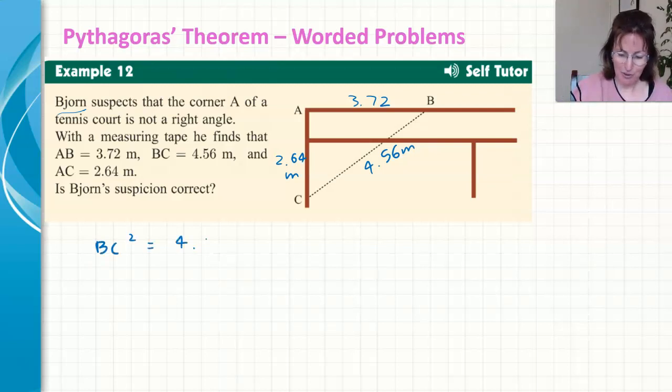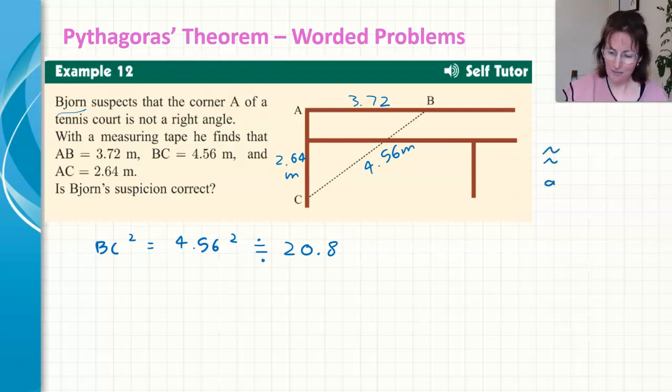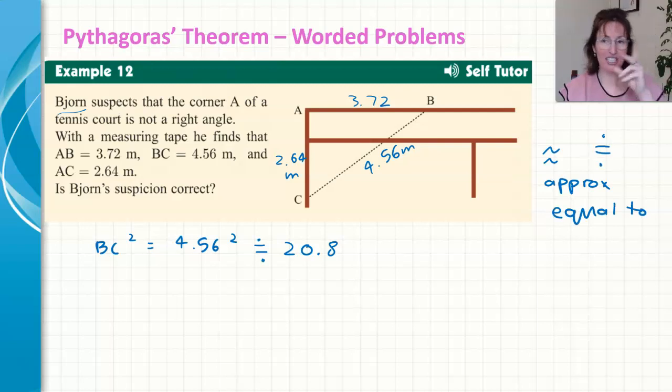Square that number, 4.56 squared, is approximately equal to 20.7936, but let's round that. Let's go 20.8. Now when you do approximately equal to, you can do that as equals with a dot at the top of the bottom, or you can do it wavy, which is, I'll just write that here, approximately equal to. You might prefer one or the other, or you can interchange them. So 20.8 to 1 decimal place, or what we call 3 significant figures there.